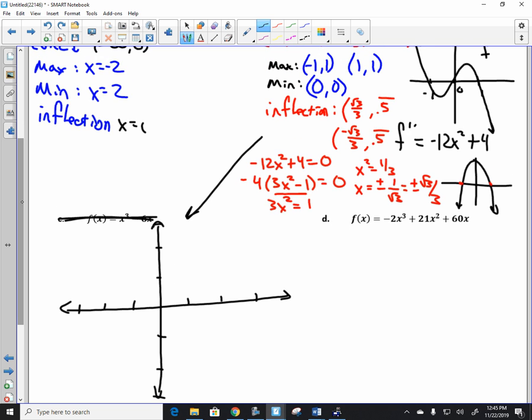So I'm going to plot negative 1, 1. That's where the graph has a local max. I'm going to plot 1, 1. Again, the graph has a local max there. I'm going to plot 0, 0. There's a local minimum there.